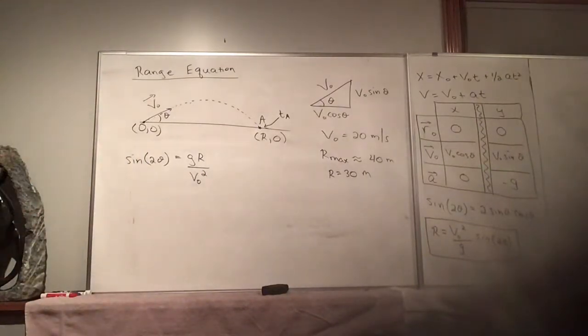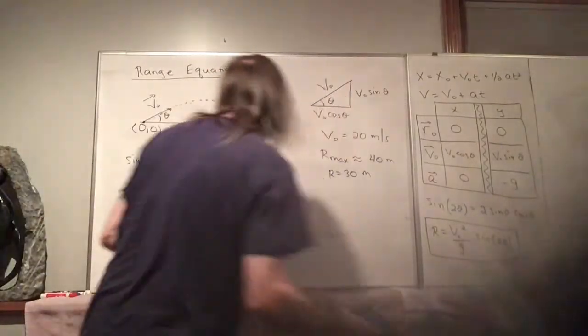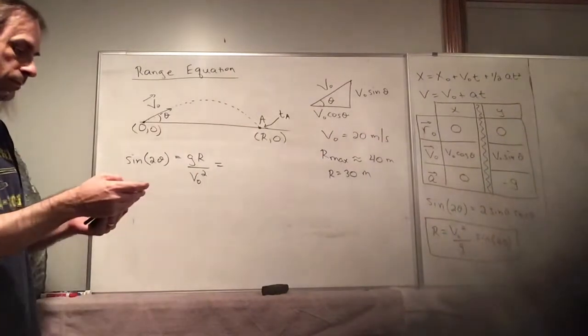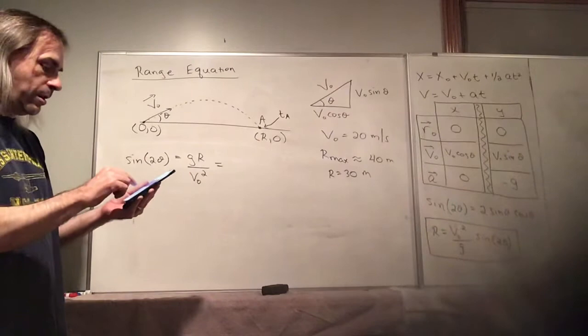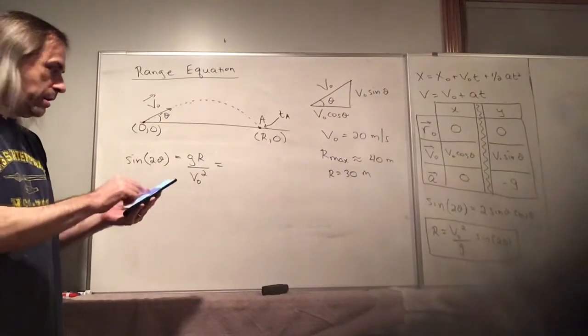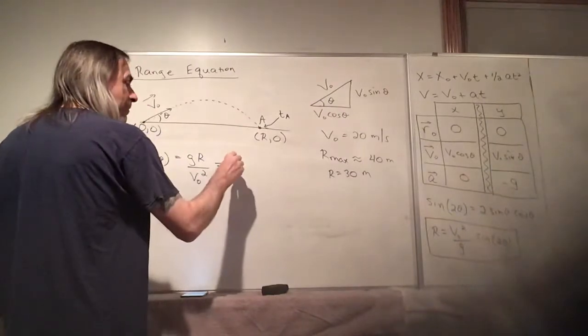And let's actually find out what this number is. Here we have 9.8 times 30, and then divided by 400. So this is 0.735.